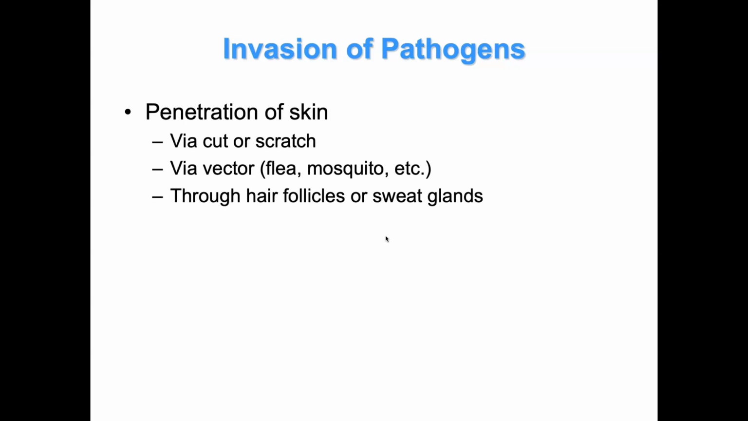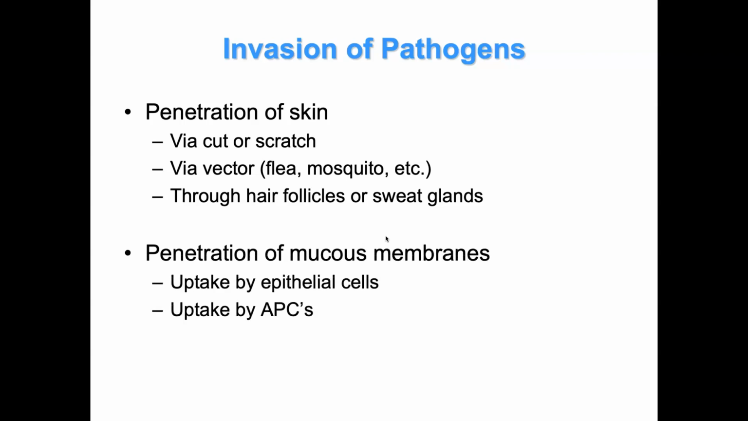For one thing, they can penetrate the skin. How do they penetrate the skin? Microorganisms can enter a little scratch that you may have in your skin, maybe you're doing some gardening and you have a little cut. They can also penetrate your skin via a vector: a mosquito bite, a flea bite, yes, a tick bite. Those are called zoonotic infections, and we'll talk more about that after exam 3. They can also enter through hair follicles and sweat glands, right? There's a lot of nutrients once they penetrate your skin. So that is one way, penetration of the skin.